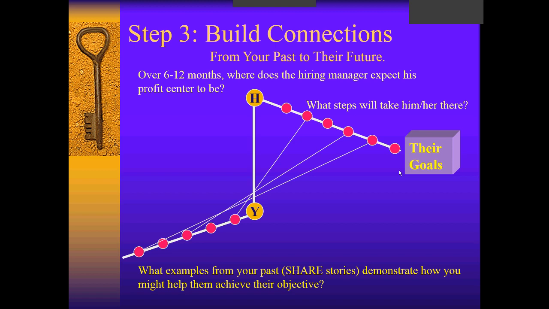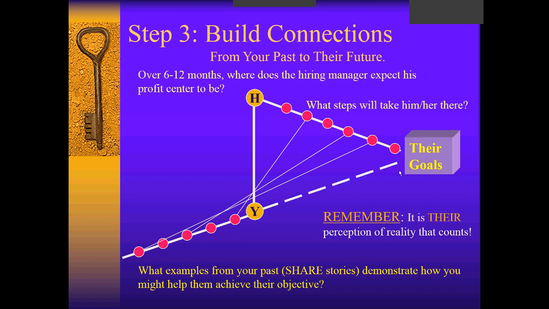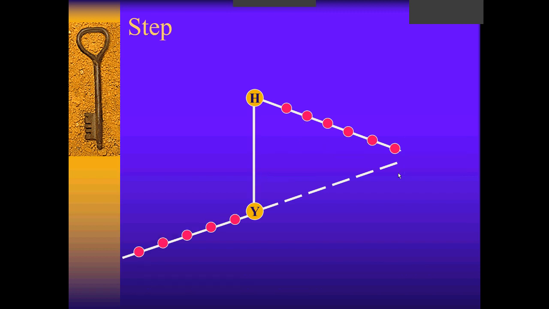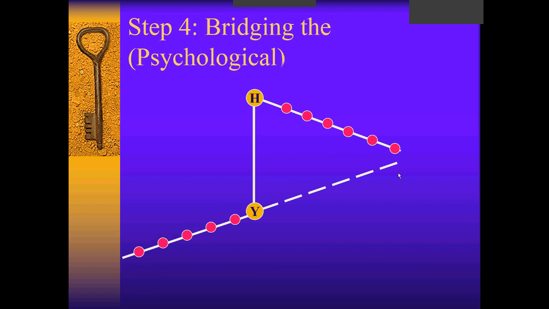You don't need to. But by connecting the dots, so to speak, you're giving the other person a perception that, gee, this guy, again, seems to be walking in my shoes vicariously. He seems to understand my goals and objectives. But remember, it's their perception of reality that counts, not yours. This is never about what you think they should know. It's about knowing what they think and then being prepared to share with them how you understand that. This leads to the next phase in the process, which is bridging the psychological gap.